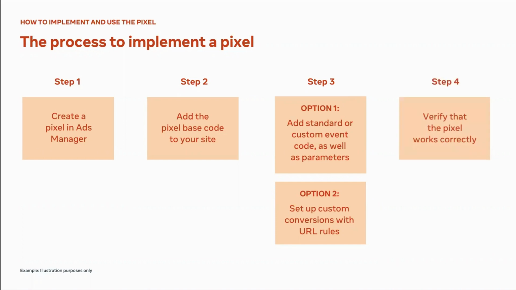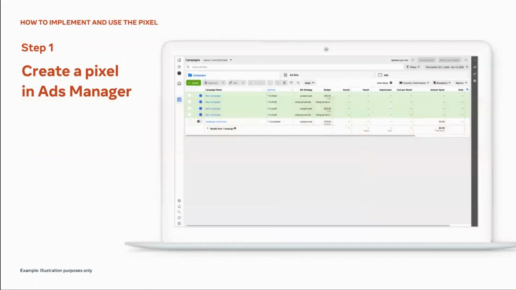So then finally, we go from those events to verifying that the pixel is actually working. It's no good to us if there's a pixel in place and the world can't see it. So we want to make sure that those events, or those little actions that are happening on your website, are actually firing back to Facebook so that you can get those pieces of information back in your ad insights and your page insights.